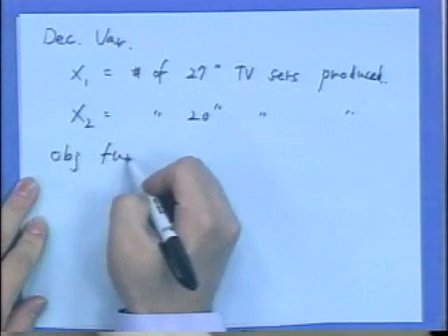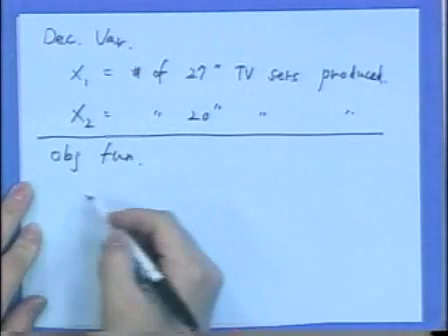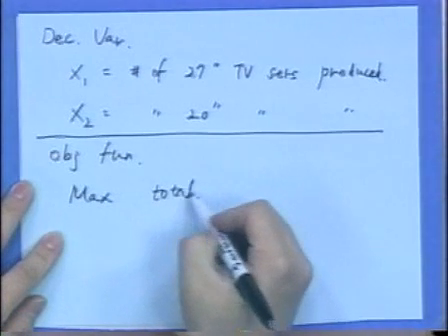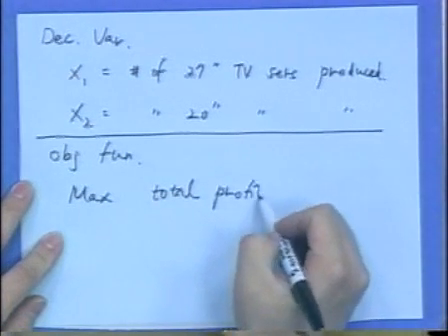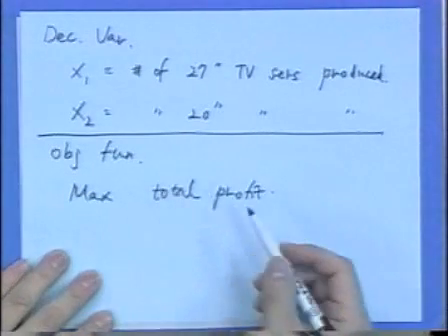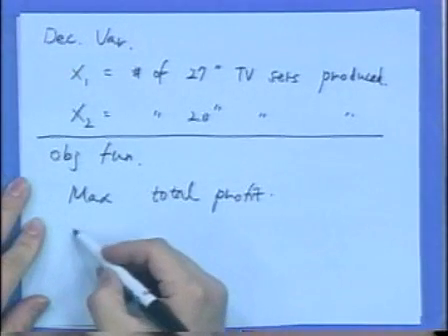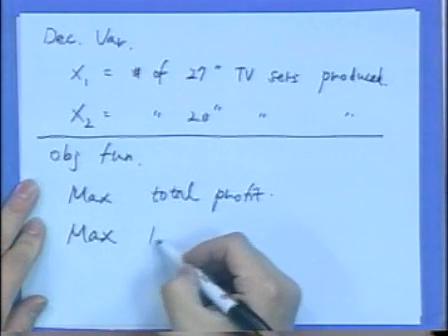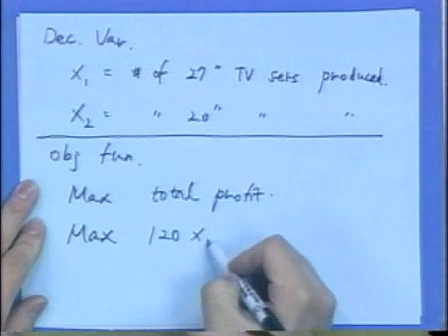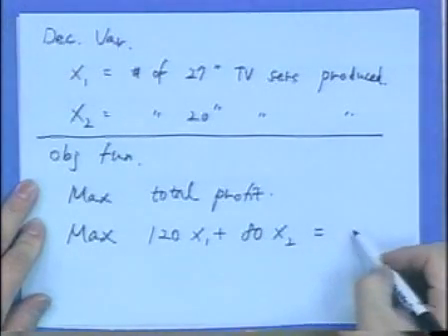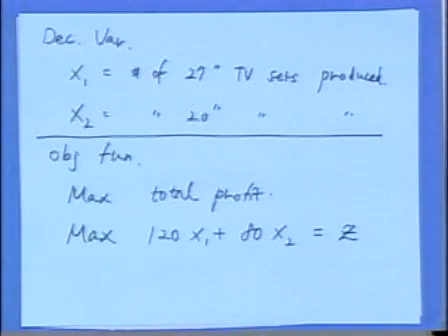Objective function would be maximize the total profit. Okay? So using the given information, our objective function would be max $120 times x1 plus $80 times x2. And we could set equal to z, okay?